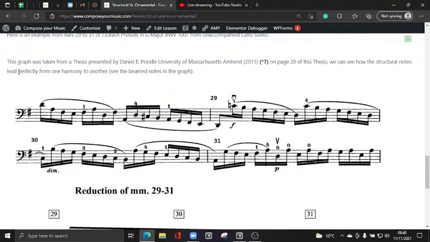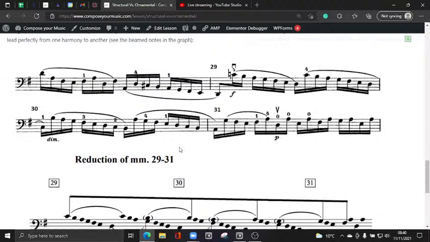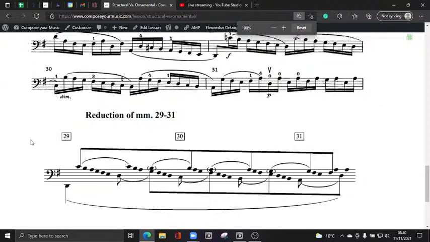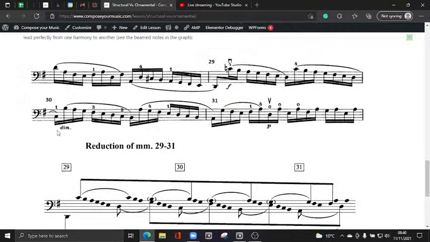So, this graph was taken from the thesis presented by Daniel Print at the University of Massachusetts. On page 20 of his thesis, we can see how structural notes lead perfectly from one harmony to another. See the beamed notes in the graph. So, let's see. Now, this is an example of structural analysis.